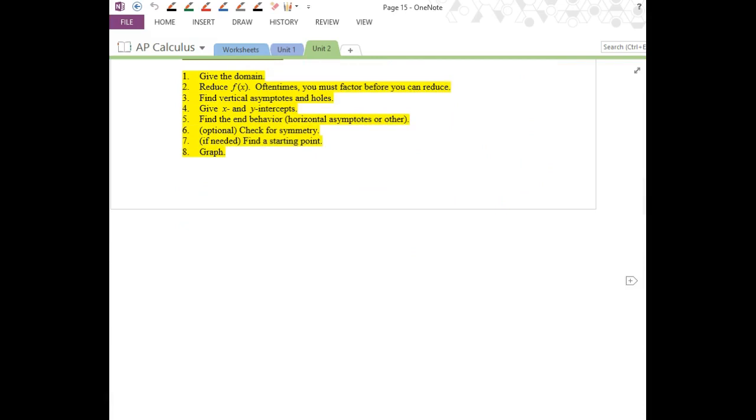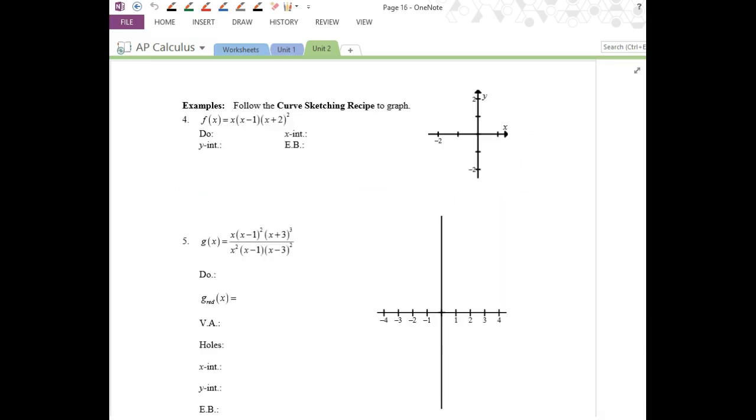Yeah, I'd probably find a starting point. Yeah, it depends on the kind of graph it is. It is a lot to do. Are you guys ready? Okay, here we go. Number 4. First ask us for the domain. What is the domain of question number 4?